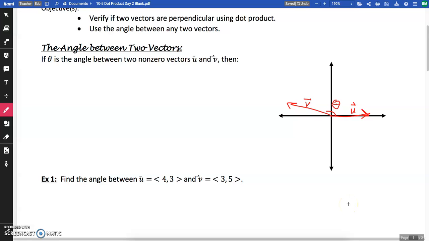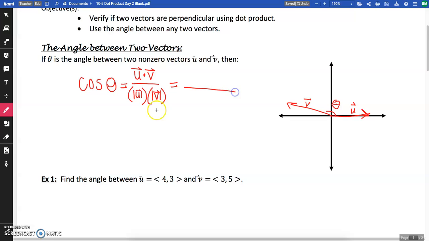Our formula here is going to be cosine. So we're going back to a little bit of trig. Cosine of theta, so cosine of that unknown angle, equals u dot v, so there's our dot product, divided by the magnitude of u, so I'm putting it in parentheses, times the magnitude of v. That's it. It's a lot of symbols here, so I'm going to write that in words.